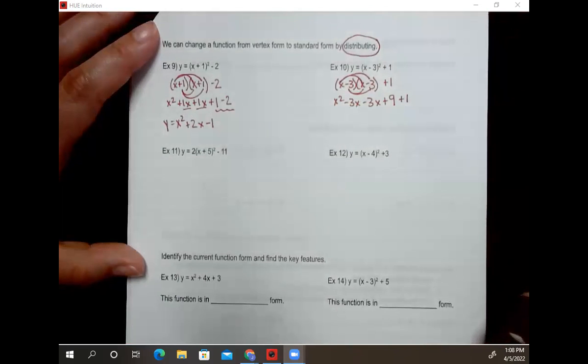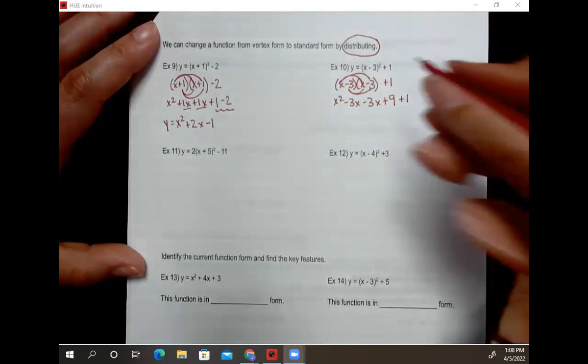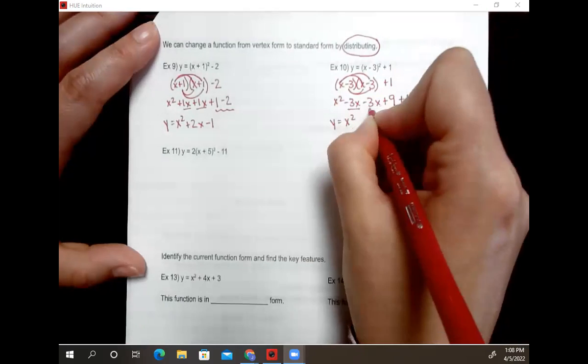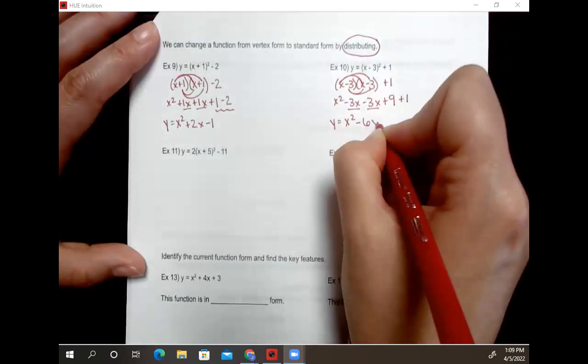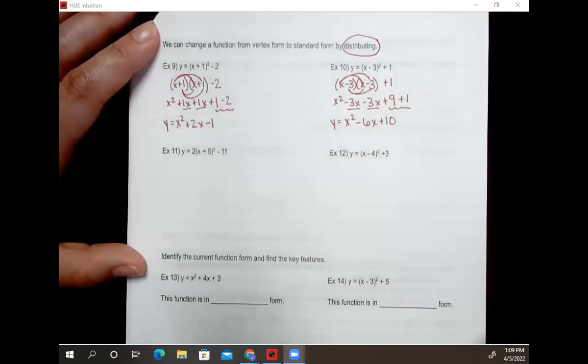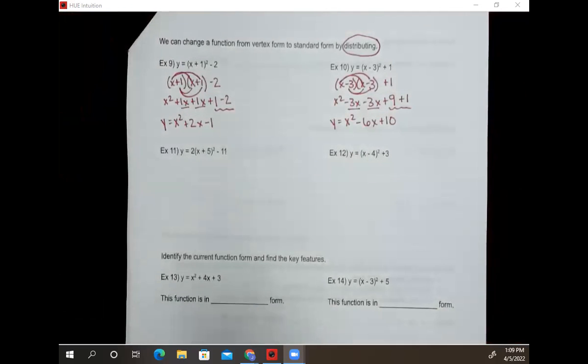I'm all done multiplying, so now I'm going to combine like terms. So I would get x squared minus 3x minus 3x is minus 6x, and plus 9 plus 1 would be plus 10. Questions for me so far?